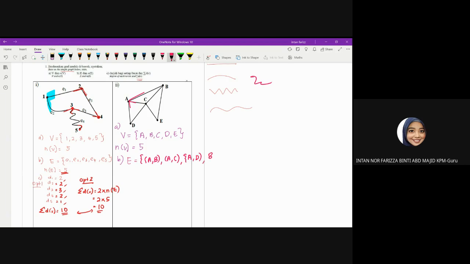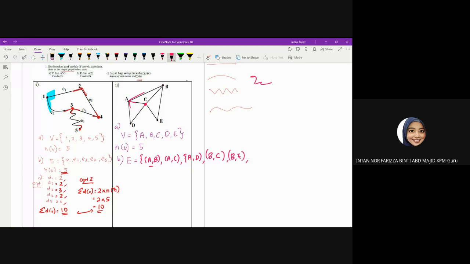From B, I cannot take BA, girls, because BA is actually the same as AB. So let's skip BA. BC, yes, I can take BC. Next, BE, yes, take BE. After we finish point B, let's go to C. I cannot write CA. Why is that? Because I've already taken AC. AC and CA for a simple graph is the same. Unless it is a directed graph, then it is a different direction. Later I'll explain that. So CA cannot be taken.